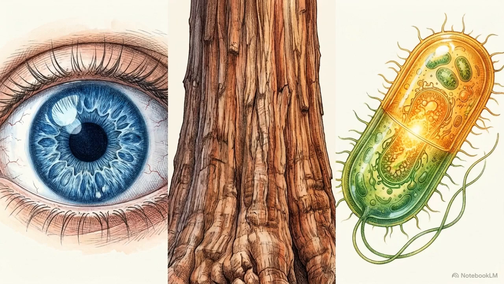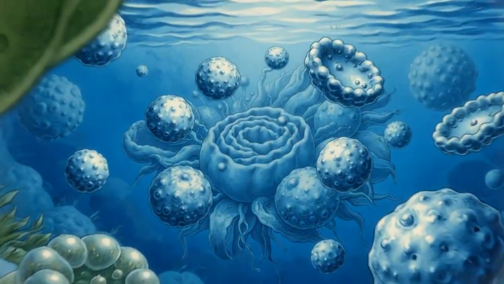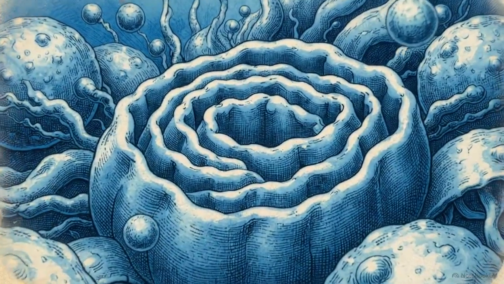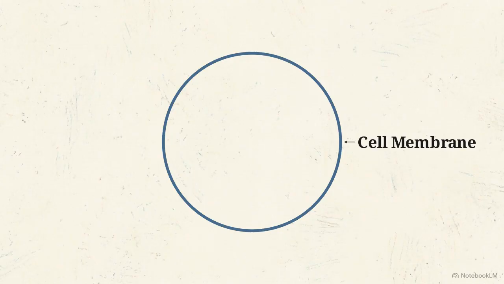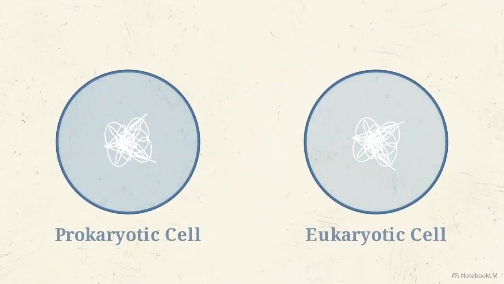Humans, redwood trees, and bacteria seem to have nothing in common. But if you look past their visible surfaces, every living thing on Earth is built from the same microscopic unit, the cell. Regardless of the organism, all cells share three features. They are wrapped in a cell membrane that separates the interior from the environment, filled with a jelly-like fluid called cytoplasm, and contain DNA, the genetic material that governs the cell.